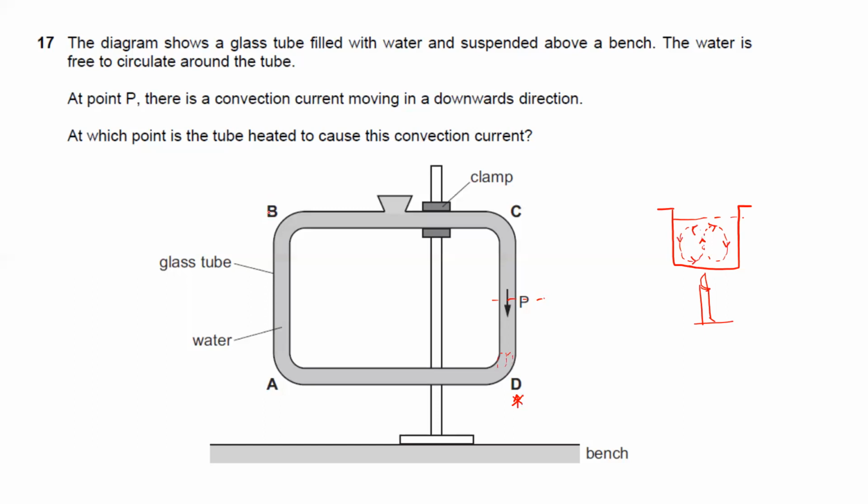Similarly, if I heat it from this portion, it will again generate a current that will be going in this direction. So if the heat is coming from here, again, how can I draw it.